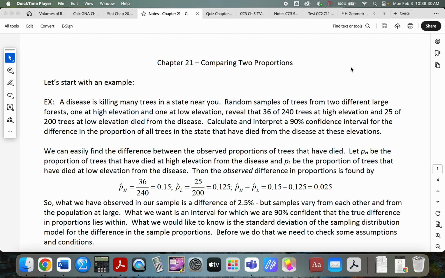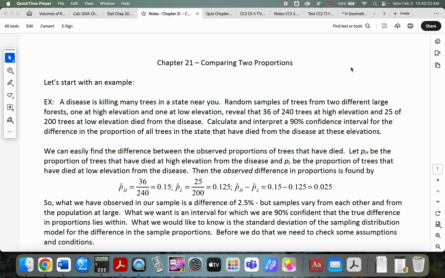A disease is killing many trees in a state near you. Random samples of trees from two different large forests, one at high elevation and one at low elevation, revealed that 36 of 240 trees at high elevation and 25 of 200 trees at low elevation died from the disease. Calculate and interpret a 90% confidence interval for the difference in the proportion of all trees in the state that have died from the disease at these elevations.